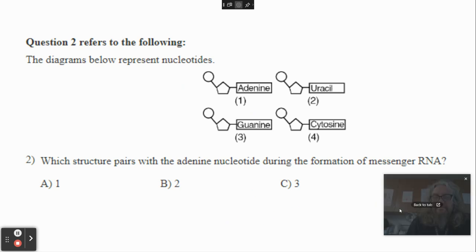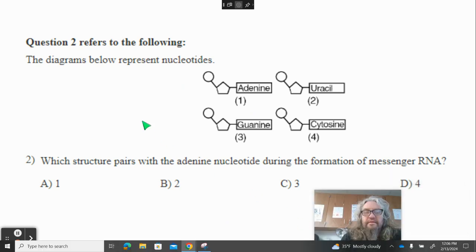Number two, the diagram refers to the following. The diagram below represents nucleotides. We've got adenine, guanine, uracil, and cytosine. Which structure pairs with the adenine molecule during the formation of messenger RNA? Is it one, two, three, or four?